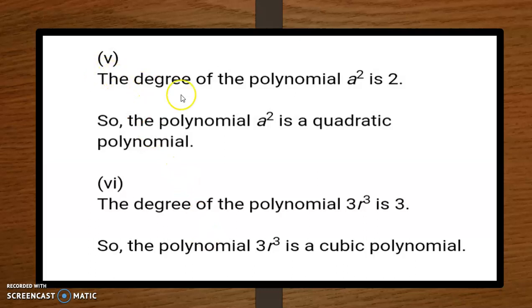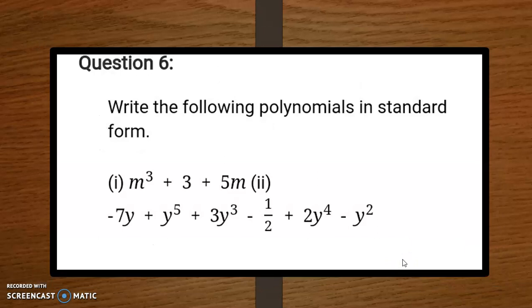Fifth one, the polynomial is a square. The highest index is 2. So degree is 2. Therefore, it is a quadratic polynomial. Sixth one, the polynomial given is 3r cube. The highest index is 3. Degree is 3. Therefore, it is a cubic polynomial.